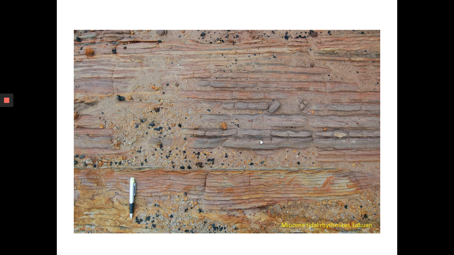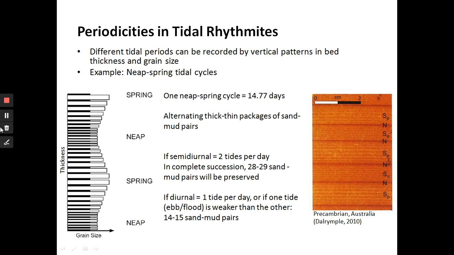So yeah, another example of a tidal rhythmite. This is also from Malaysia. These are Miocene age, and these are from the island of Labuan. Okay, notice the stripy layers here: sand, mud, sand, mud, sand, mud. These are tidal rhythmites.